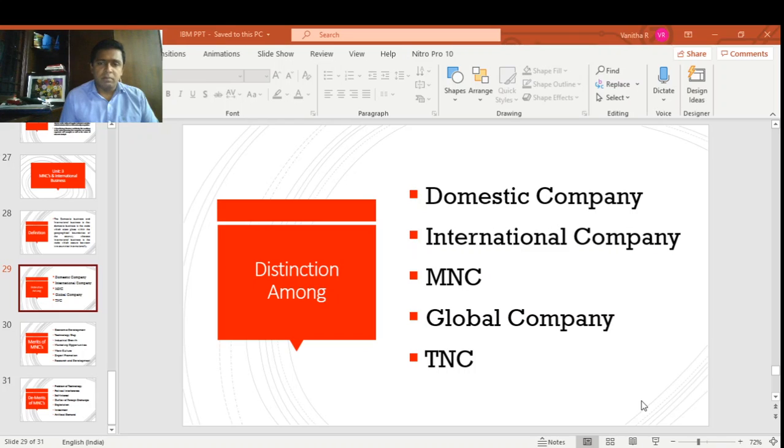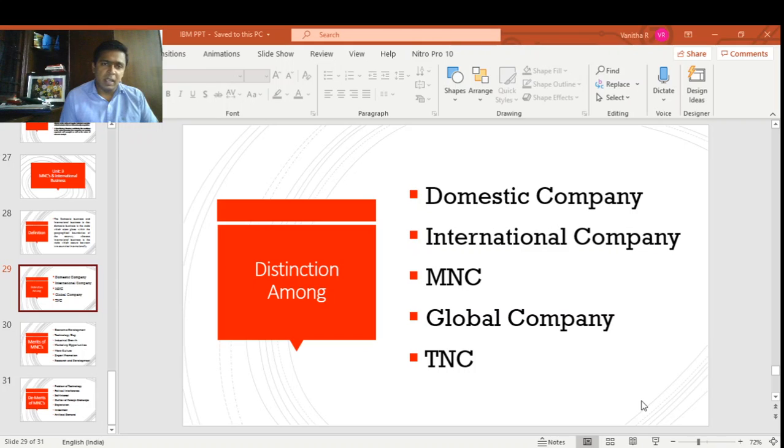So as we've been discussing, we've understood there is a very slight difference between them. For example, a domestic company does business only in its own home country, or an international company, compared to domestic, just exports certain goods and services, then imports certain goods and services from their partner countries or their international business partners.